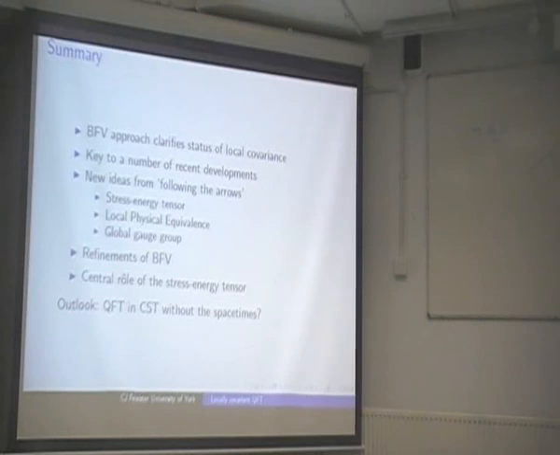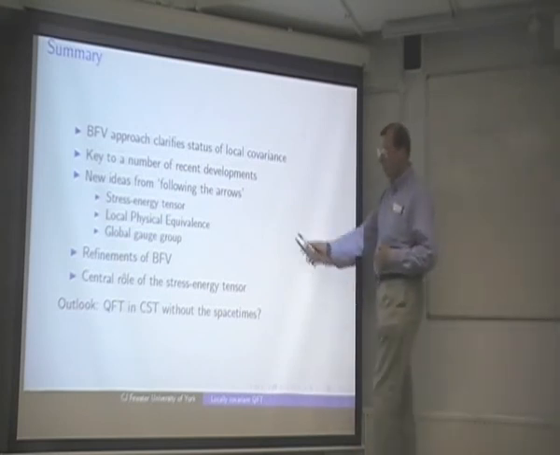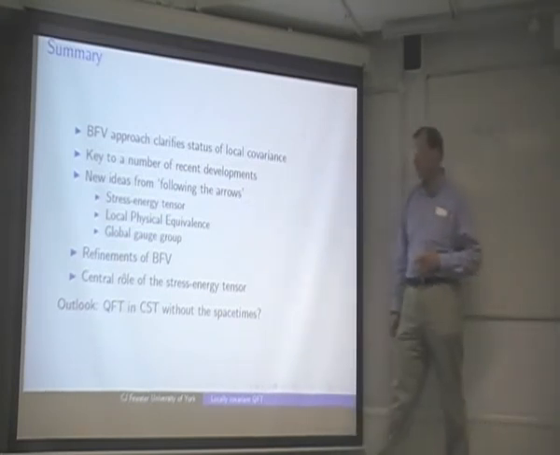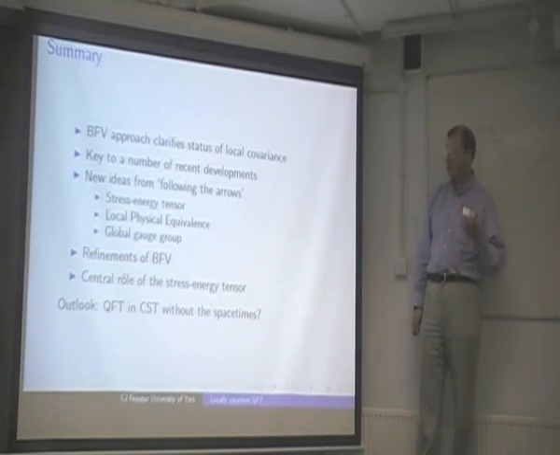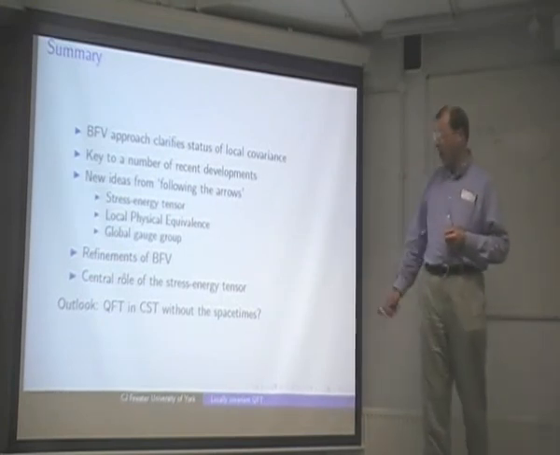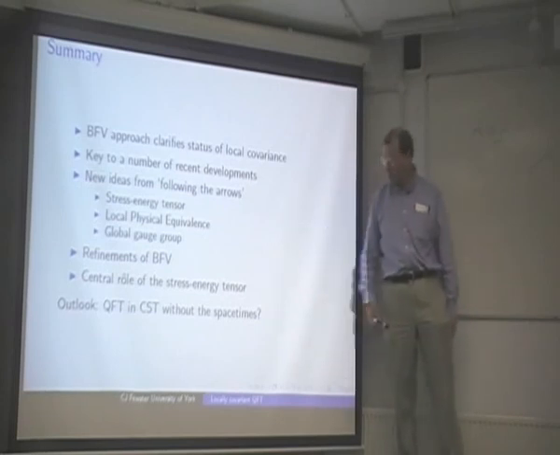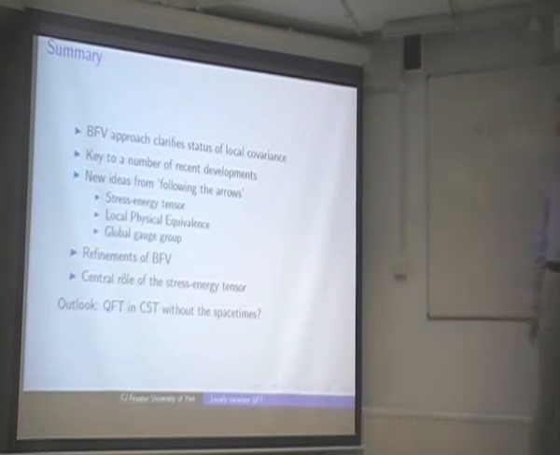What we do here is clarify the status of local covariance in these categorical terms. A lot of recent developments are based on it. You don't absolutely have to use the categories, but it gives you a good way of thinking. And certainly following the arrows gives you a few new things, like a stress tensor, local physical equivalence, this global gauge group, and so on. And I think what I would say is that the stress tensor is key to all of this in the end. And then there's this question whether, in fact, you can do quantum field theory in curved spacetime without the spacetime.